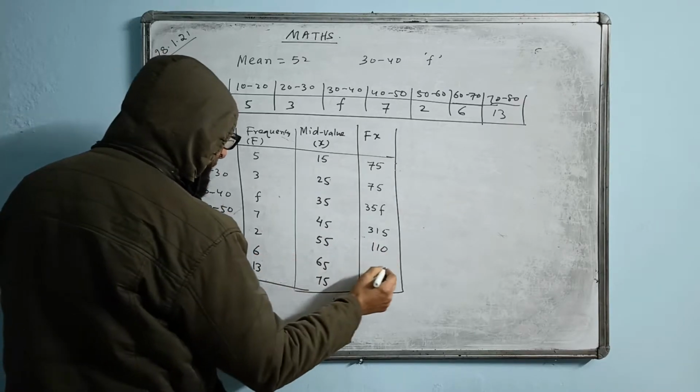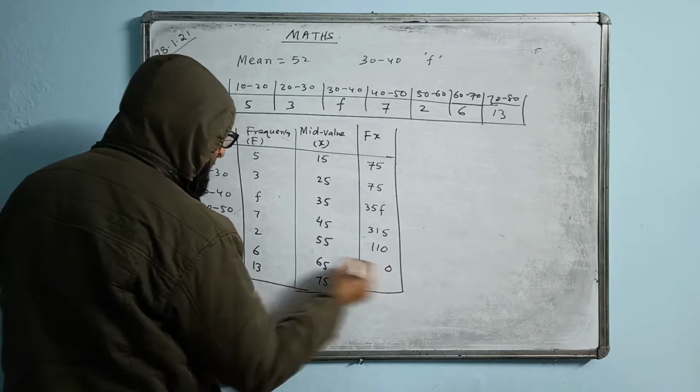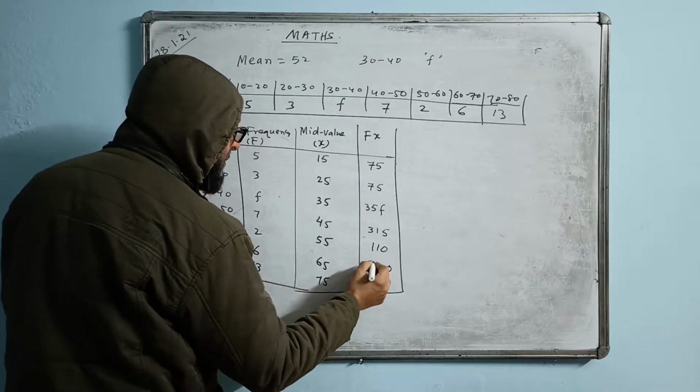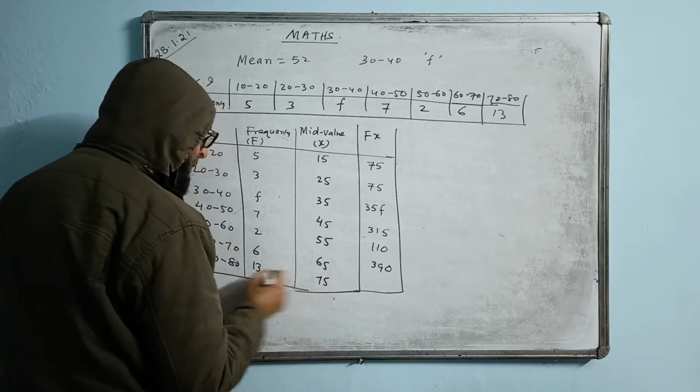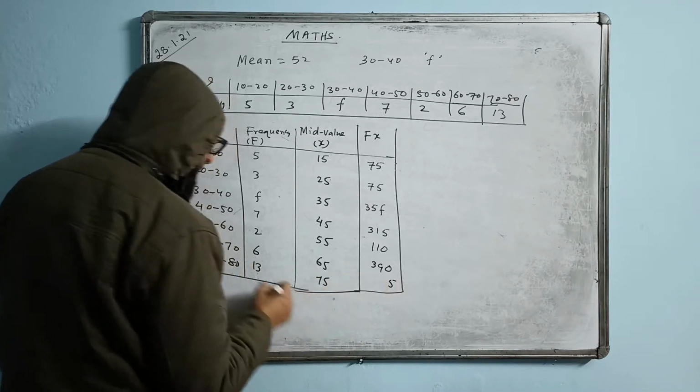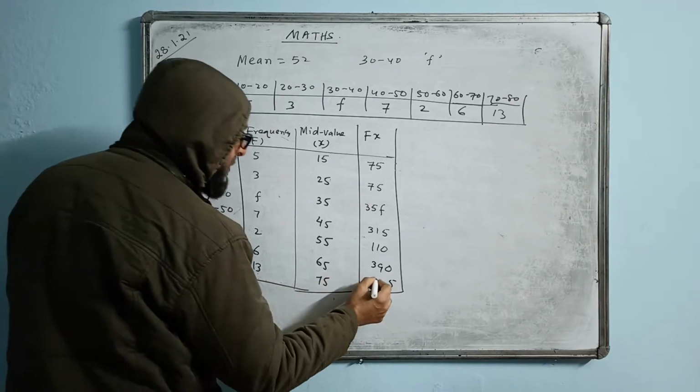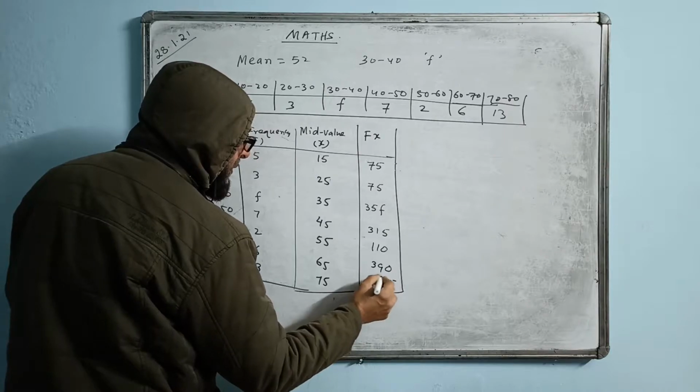6 into this I multiply. 6 5s are 30. 6 7s are 36. 39. 13 5s are 65, carry 6. 13 7s are 78 plus 6, 84. Then this is coming.